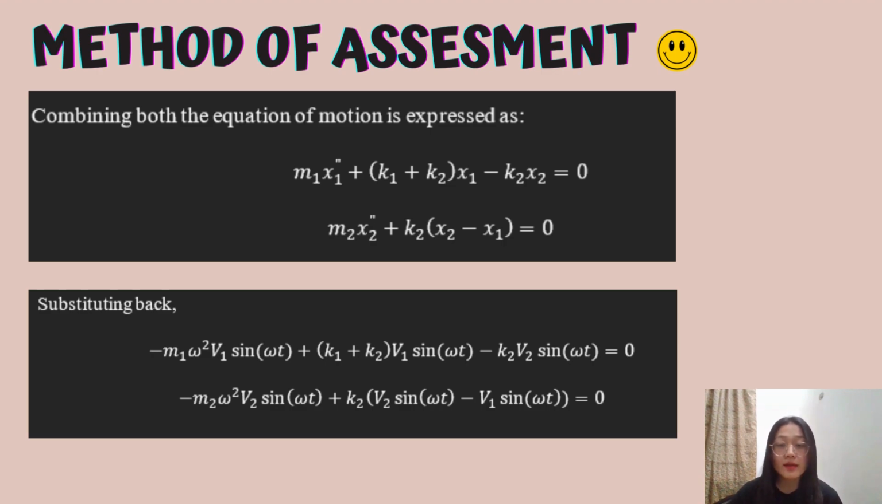Then substitute back: negative m1 omega square V1 sine omega t plus (k1 plus k2) multiplied with V1 sine omega t minus k2 V2 sine omega t equals 0. Then negative m2 omega square V2 sine omega t plus k2 multiplied with (V2 sine omega t minus V1 sine omega t) equals 0.